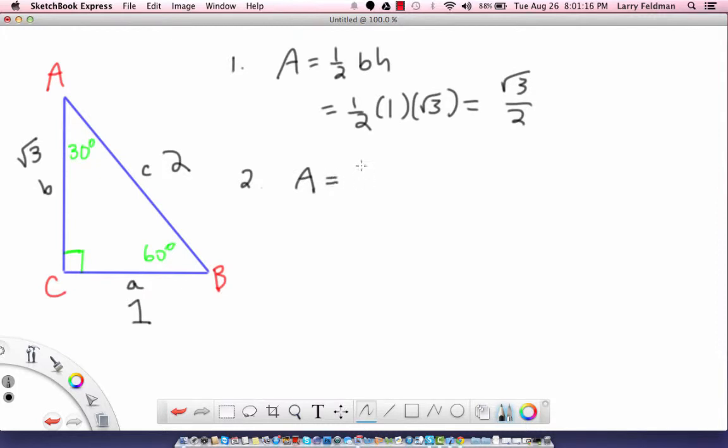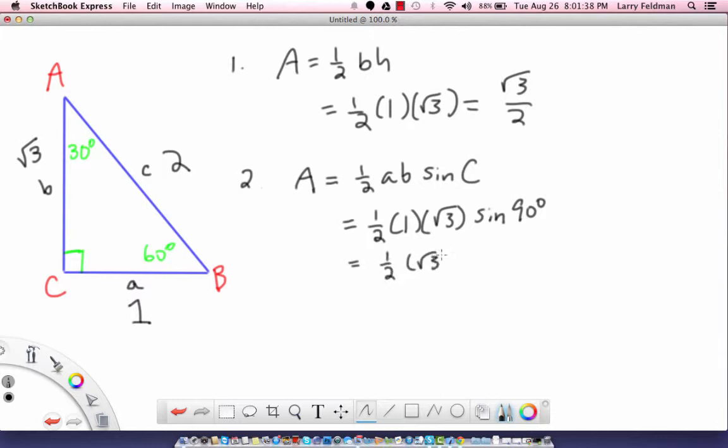The second method, use this formula. Area equals 1/2 AB sine C. Substituting in the values, we have 1/2 times 1 times root 3 times sine of C. And angle C is 90 degrees here, so this is 1/2 times root 3 times 1, since sine of 90 is 1. And again, we get root 3 over 2.